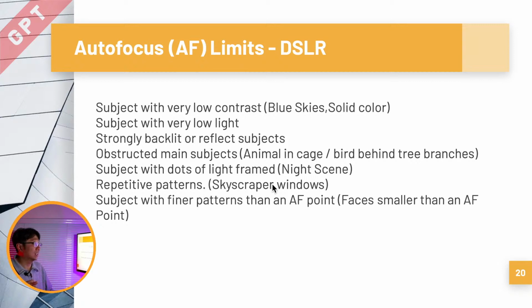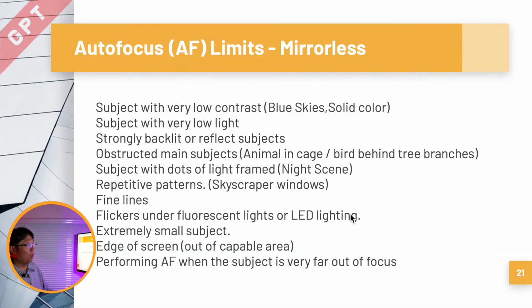Repeated patterns, like skyscraper windows, and then a subject with a finer pattern smaller than the AF point, kind of like a very fine line, it cannot find that thing. Okay, so this is the limit. And then you will see for the mirror it is way more. Okay, in a sense it has more limitations.